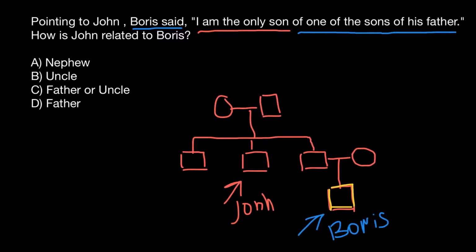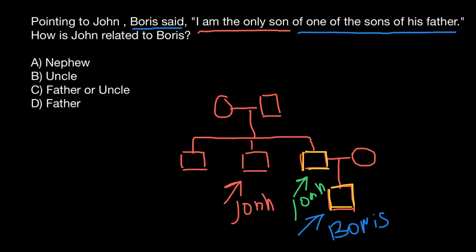Imagine now that one of the brothers can be his own father. Now let's again follow the logic. I am the only son, and he is the only son of one of the sons, and his father is one of the sons of his father. So now we see that Boris can refer also to his father, and his father can be John.